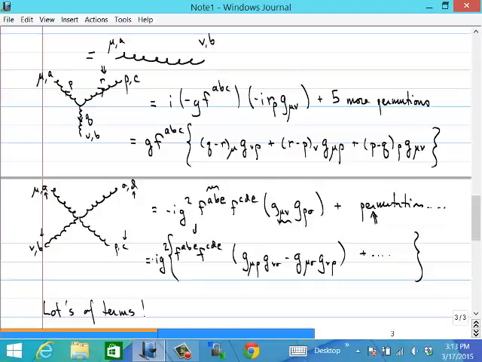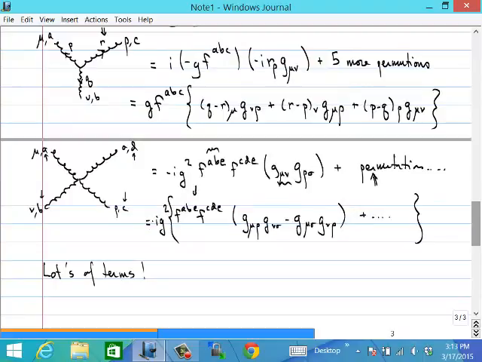And this makes the computation even of tree-level scattering processes in Yang-Mills theory very complicated. Much more complicated than you might naively expect. Because you have all of the different ways that these Lorentz indices and group theory indices can be contracted among one another.